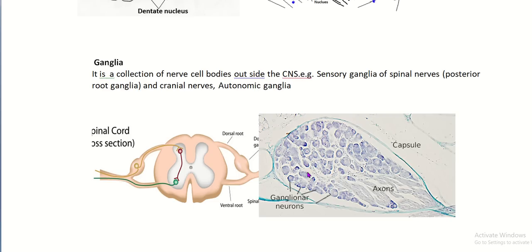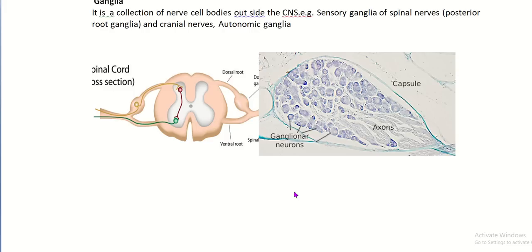This is the histological image of the ganglia. You see, this is the neuron and this is the axon of the sensory nerve.